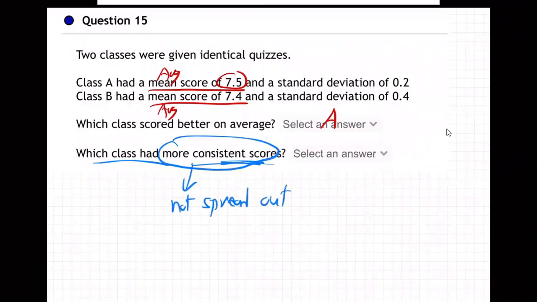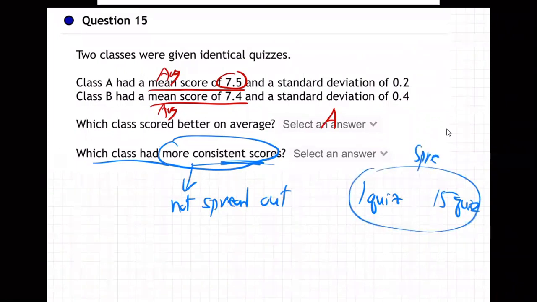So more consistent means not spread out. Like you don't have people getting 1 on the quiz and somebody else getting 15 on the quiz. And so, the average is still the middle, 7.5 or 8 or whatever. But that's really spread out. So that's a big spread. That means you have scores really high and really low. We want them not spread out, consistent.